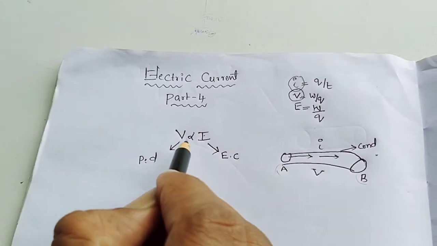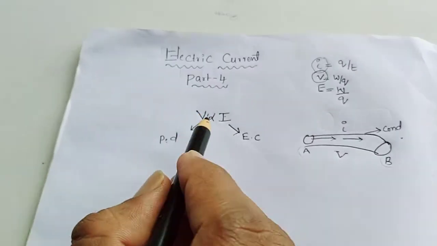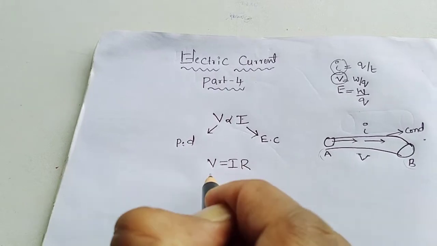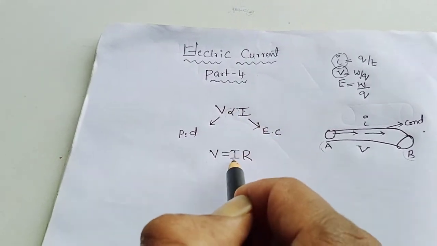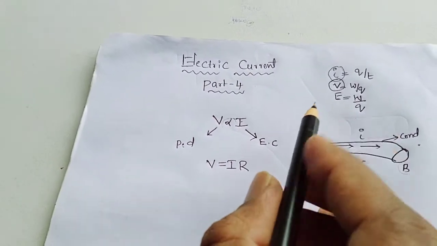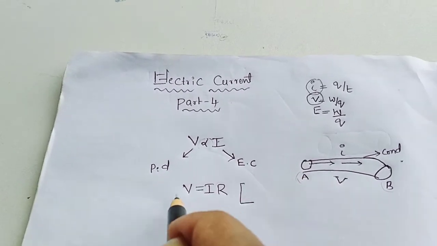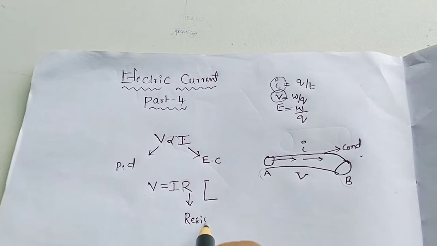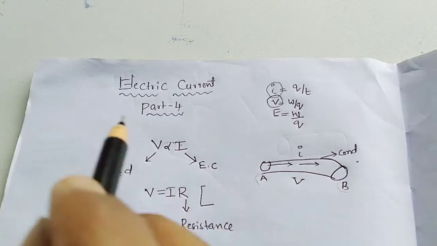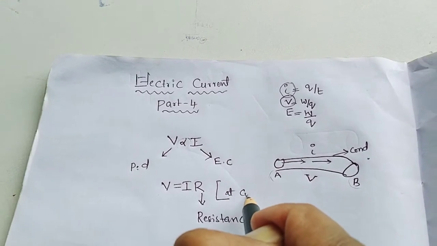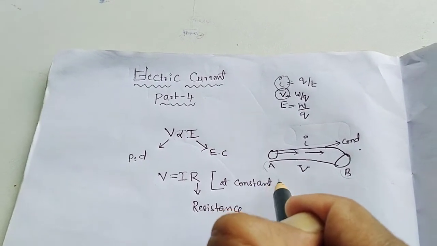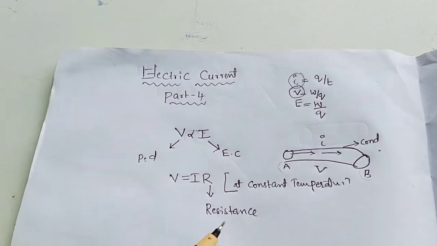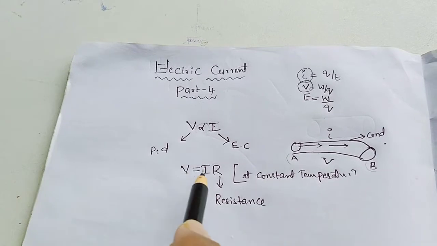So V is directly proportional to I. We'll remove the proportionality sign and write V is equal to I into R. Here R is nothing but resistance, at a constant temperature. So according to Ohm's law, V is equal to IR.